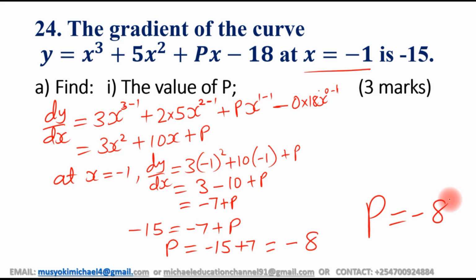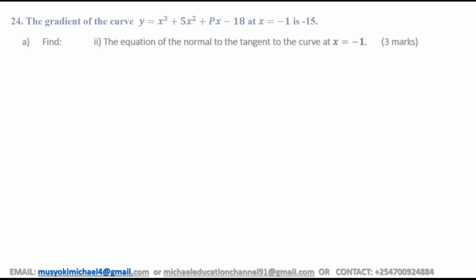When we go to Roman 2 of part A, we need to find the equation of the normal to the tangent to the curve at x is equal to minus 1. So at x is equal to minus 1, what is the value of y? We need to find the value of y at that particular point. So substitute into the equation. Where we have x, substitute with minus 1.